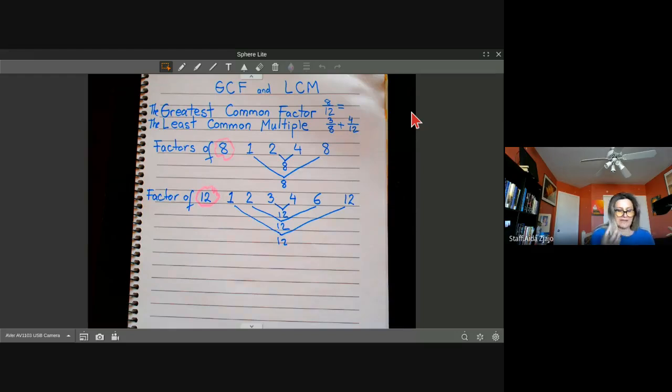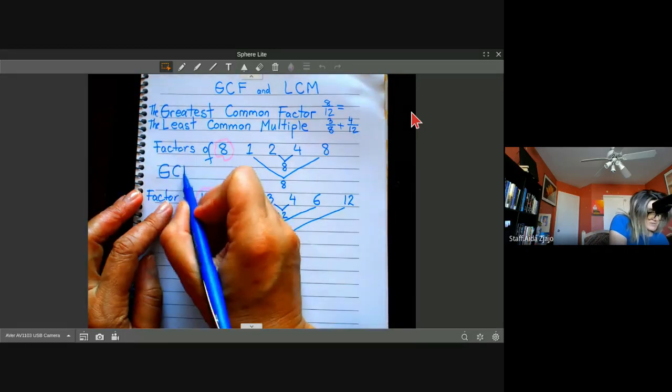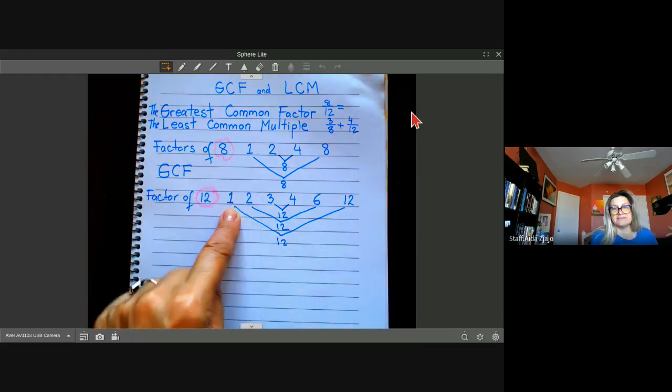So when we know that, we can find out the greatest common factor, the greatest factor that they both have. Because it's the greatest common factor, it has to be the greatest of the factors they share. So they both have 1, correct? Is that the greatest factor?